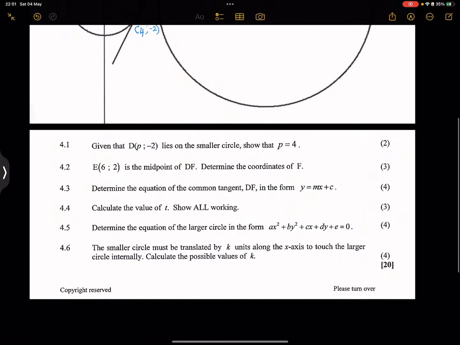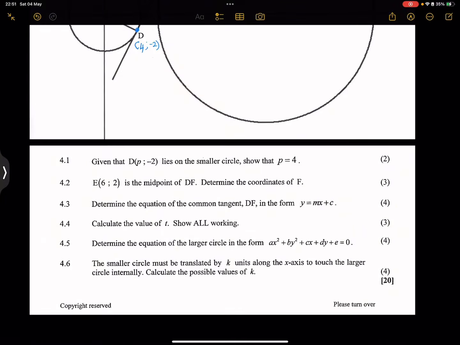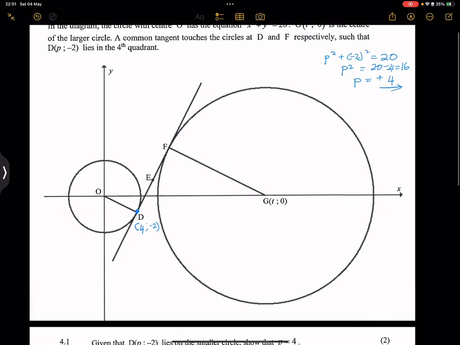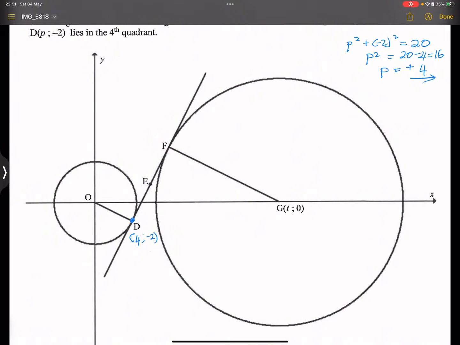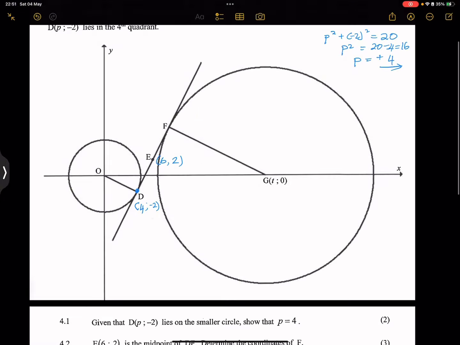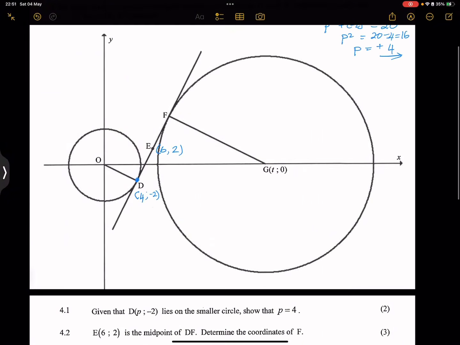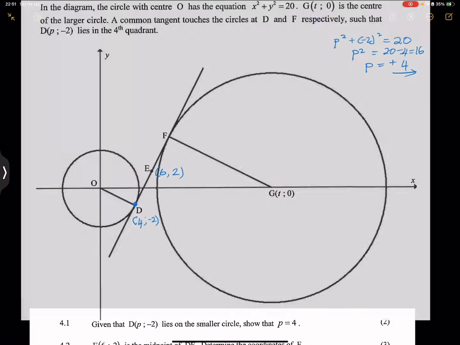They say E, which is (6, 2), so we need to go and put that there. Okay, so they told us that this point is (6, 2). Right, so if we read that, they say E is the midpoint of DF, determine the coordinates of F. All right, so now they said it's the midpoint of DF.